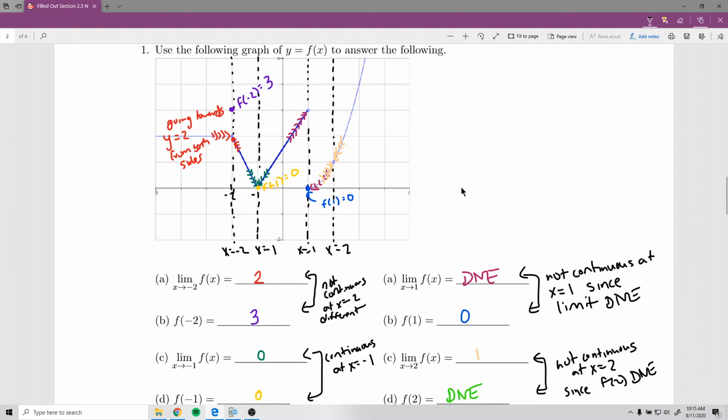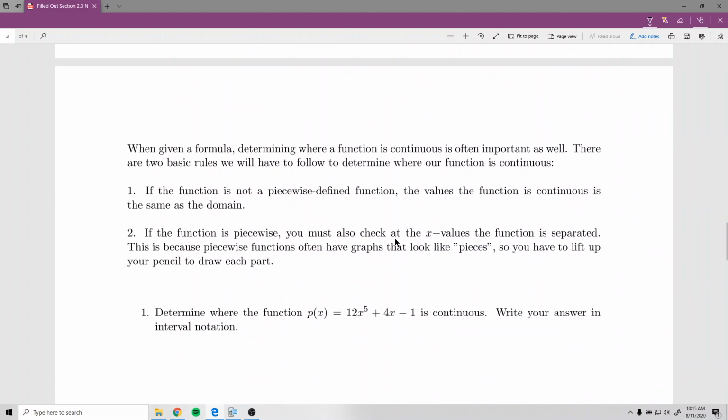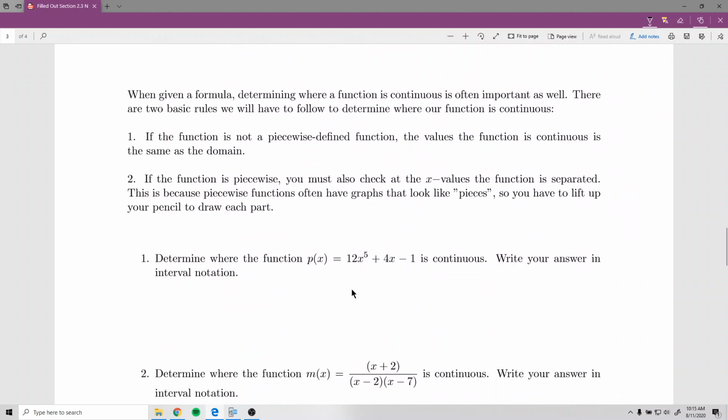What I want to point out here is that we didn't talk about any other points like 3. It's continuous at 3 because we're just going on through it. It's continuous at 0 because we're just passing through it. We can draw that and all the other numbers in between. So what's more important for us in the rest of the course is being able to know when a function is continuous looking at its formula.